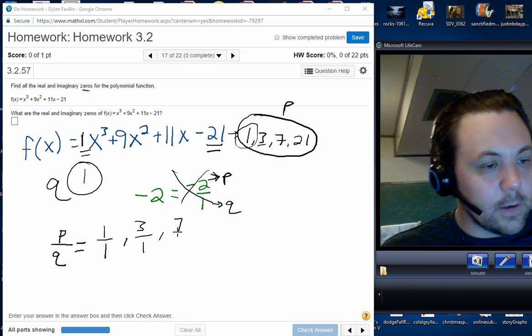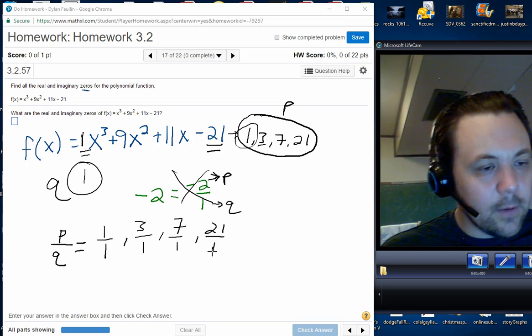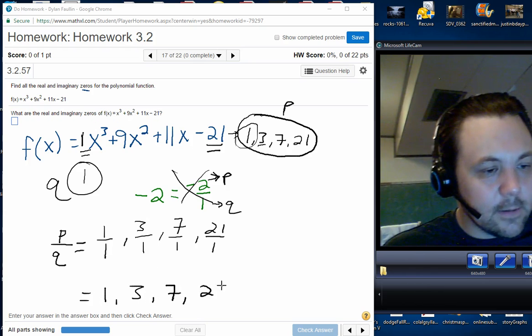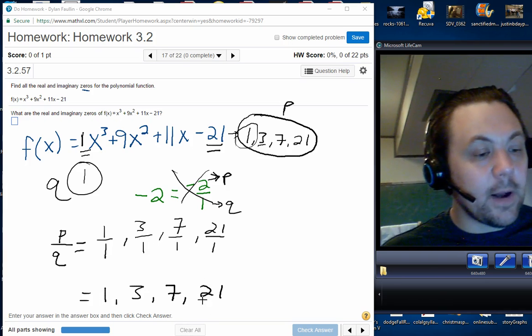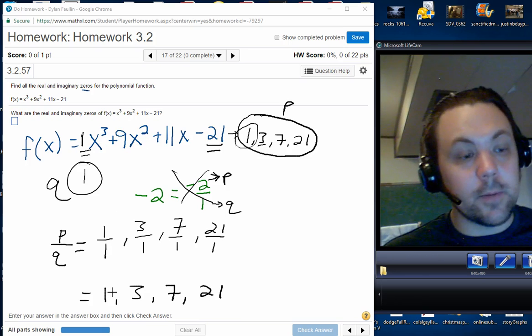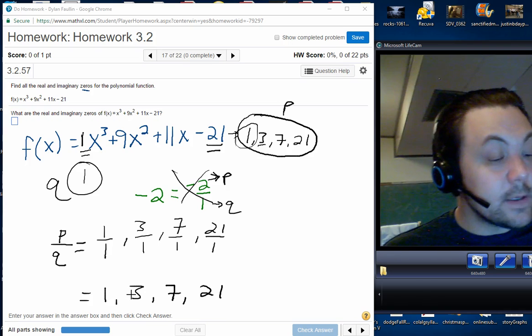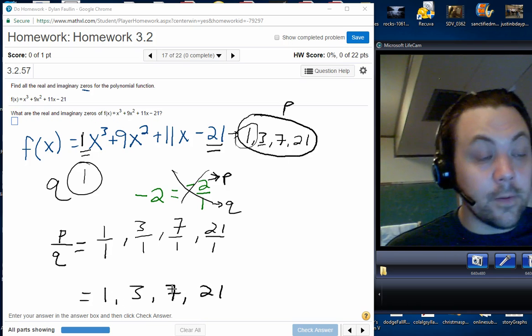7 divided by 1 could be a 0. 21 divided by 1. Of course, dividing by 1 is a little bit silly to write because 1 divided by 1 is still just 1. 3 divided by 1 is just 3, etc. And so these would be all the possible zeros for this particular polynomial. If it's not on this list, it has no chance of being a 0. Now, these are just possibilities. I'm not saying that all of these are zeros. In fact, that can't be the case. Not all of these are going to work, but these are the only ones that have any shot at being a 0.